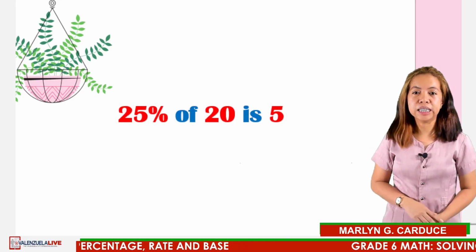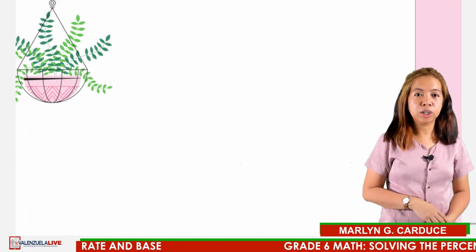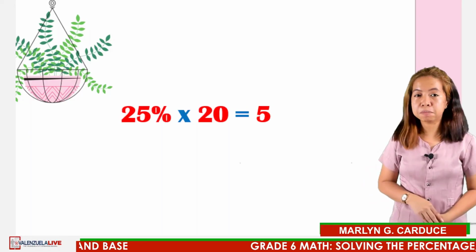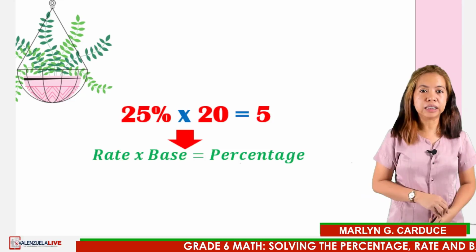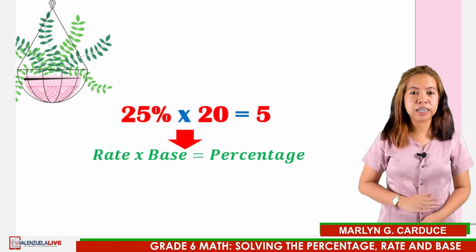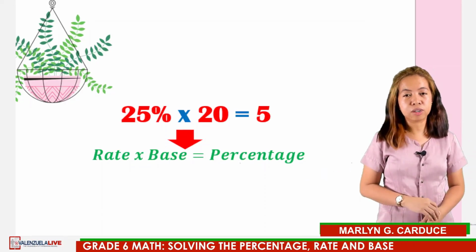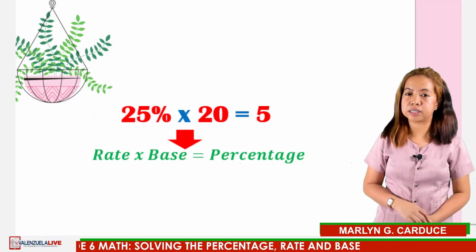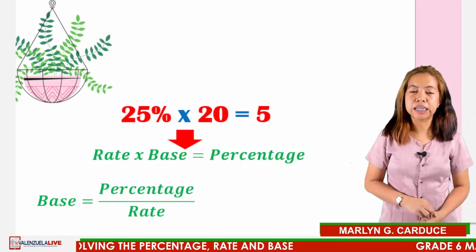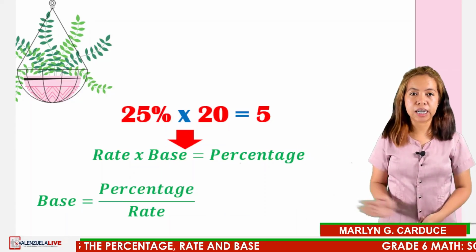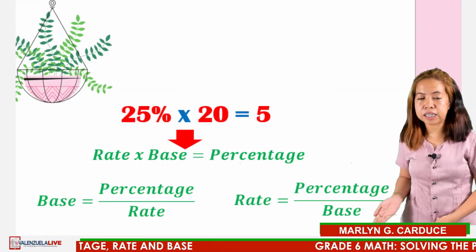So looking closely, 25% of 20 is 5, or 25% multiplied by 20 is equal to 5. Or if we multiply the rate by the base, we get the percentage. Based on this, we can now generate the formulas for finding the rate and the base. To solve for the base, all we have to do is divide the percentage by the rate. And to solve for the rate, we simply divide the percentage by the base.